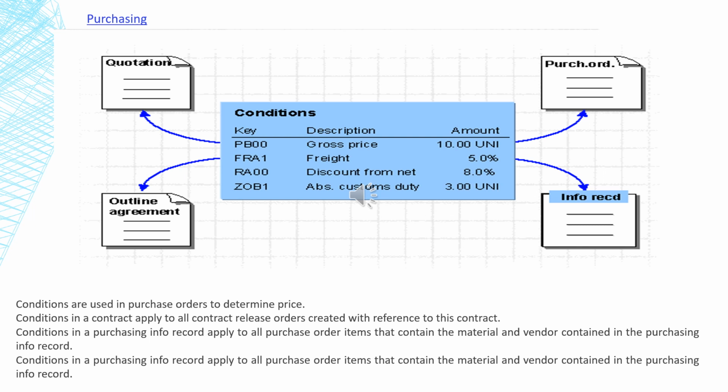Now in purchasing we also use conditions. Conditions are used in the purchase order to determine the prices. A condition in the contract is applied to the contract release order created with reference to a contract. Conditions in the purchasing info records are applied to the purchase order item when a certain material and vendor contain the purchasing info record.